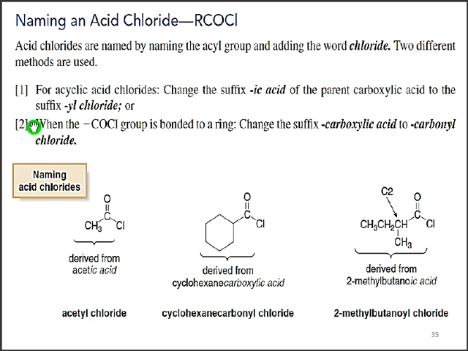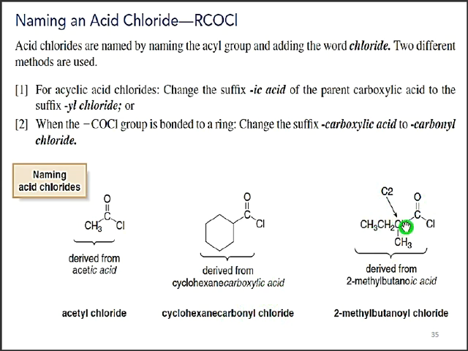And the second method, when the carbonyl chloride group is bonded to a ring, change the suffix carboxylic acid to carbonyl chloride. Now, look, if you have here an OH group, not halogen, it will be what? It will be cyclohexane carboxylic acid. Now, change the carboxylic acid to carbonyl chloride. It will be cyclohexane carbonyl chloride. Cyclohexane carbonyl chloride.